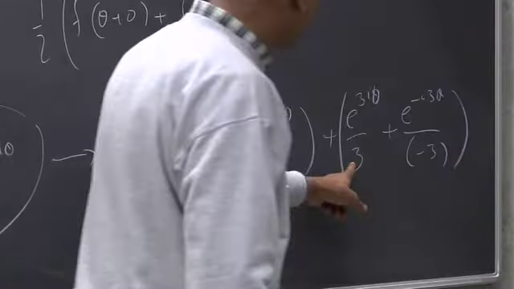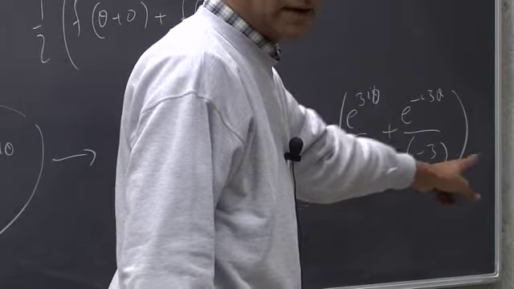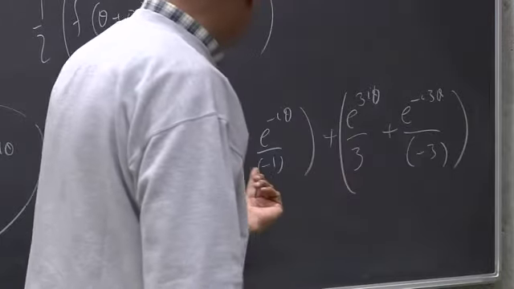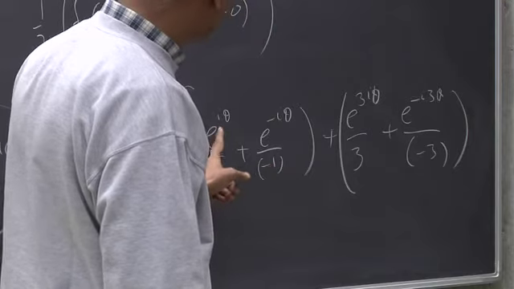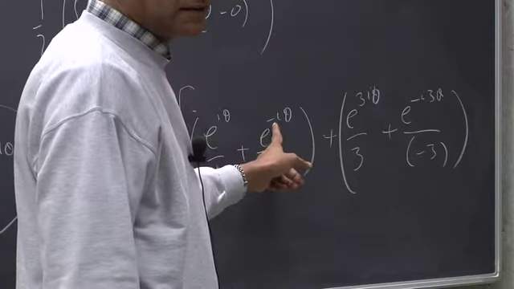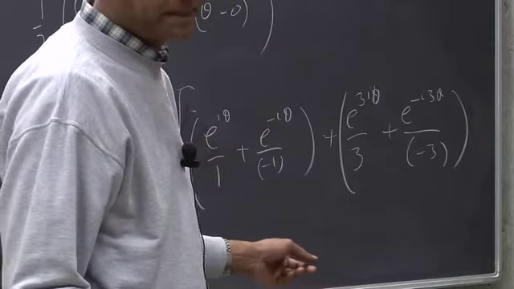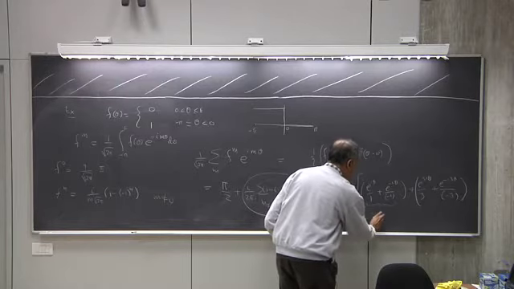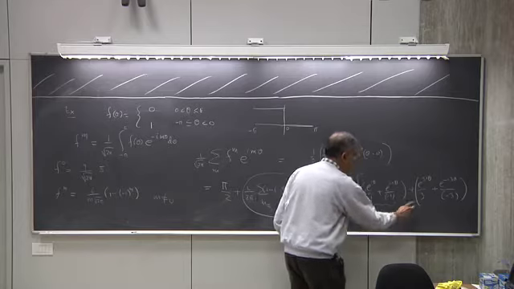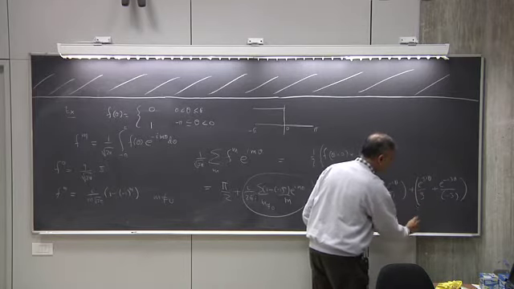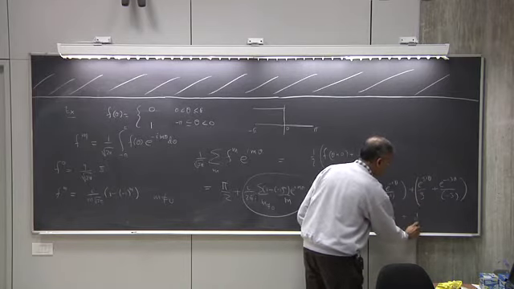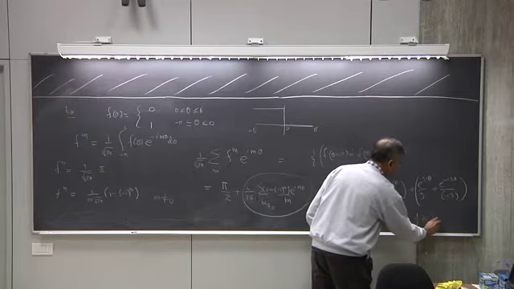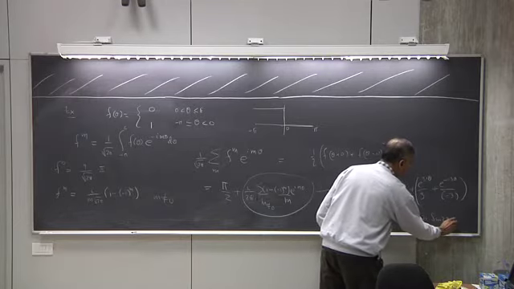This is m equal to 3 and that's m equal to minus 3 and so on. But then you see that there's a minus sign here. So this gives you e to the i theta minus e to the minus i theta, which is 2i sine theta, right? So this is nothing else but 2i sine theta. This guy is again 1/3 times 2i sine 3 theta, etc. Right?